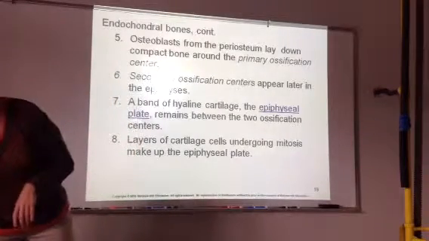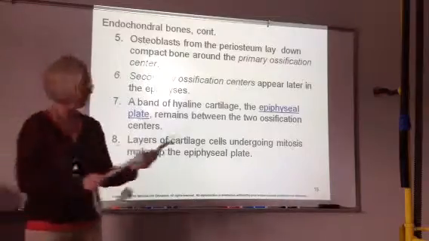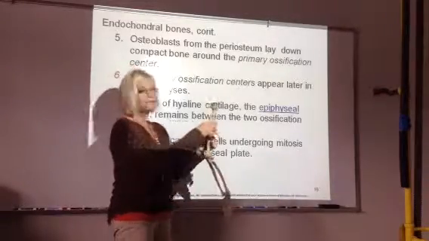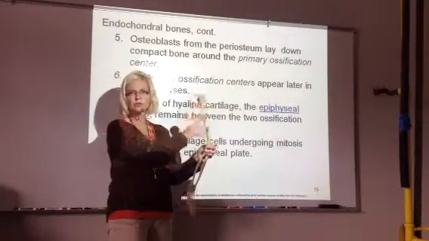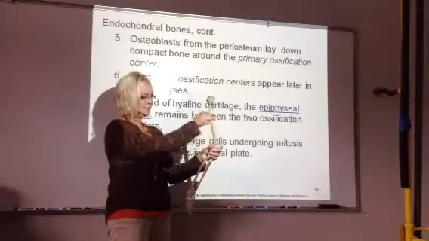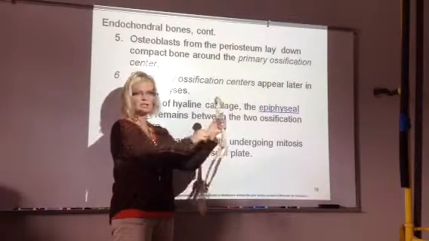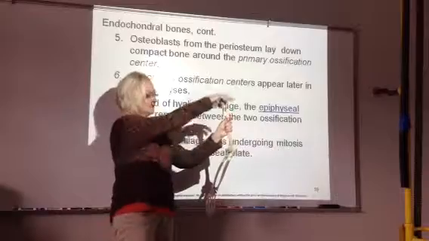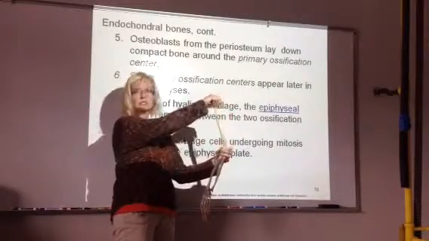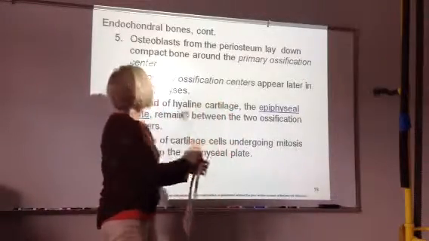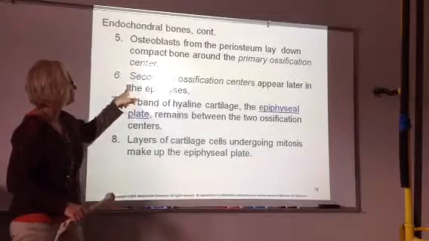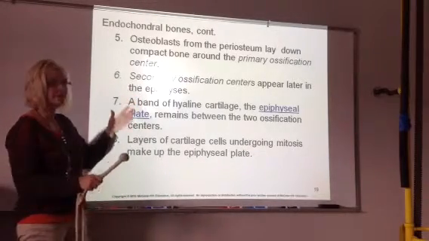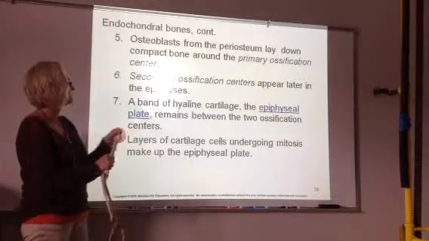So if I have a humerus bone, that's why the bones are shorter in a fetus, because the primary ossification center starts in the middle. Secondary is at the ends where it's going to form last. So secondary ossification appears later in the epiphyses.